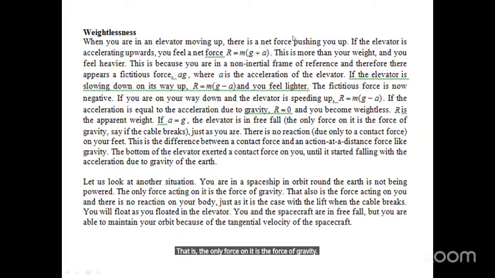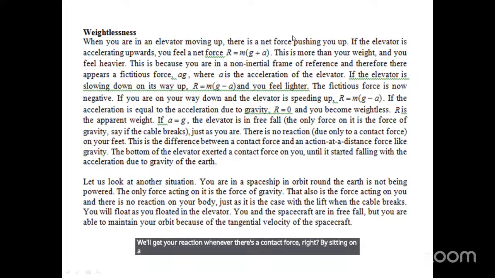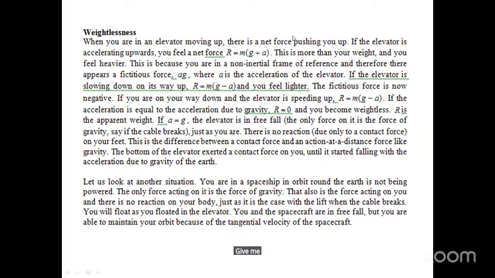If, for instance, the cable breaks, there's no reaction due to contact. You know, you get a reaction only when there's a contact force, right? If you are sitting on a bench, you are exerting a force, right? If the bench is not moving, then the bench is exerting a reaction on your buttocks, right? Is that okay?